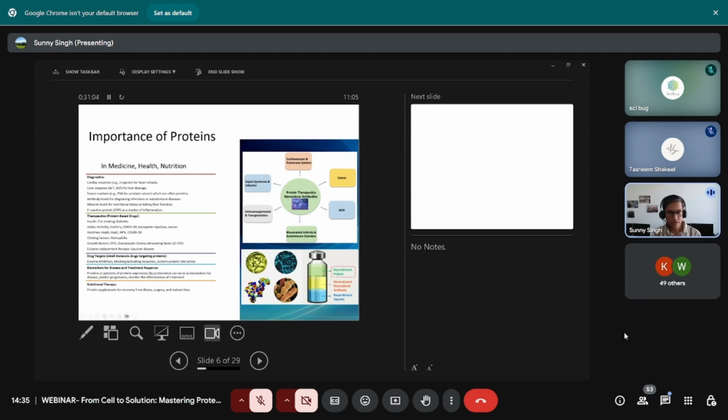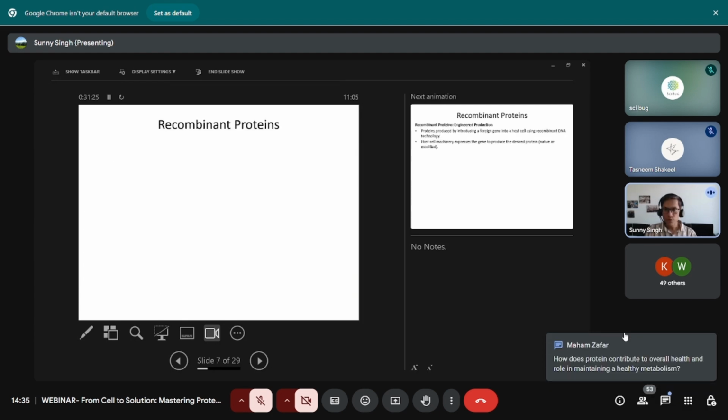C-reactive protein, right? CRP is a marker for inflammation. So CRP is also a protein, C-reactive protein. That is also used. So you see, proteins are everywhere, especially in healthcare. There's nothing without proteins. So no life and no disease therapy without proteins.